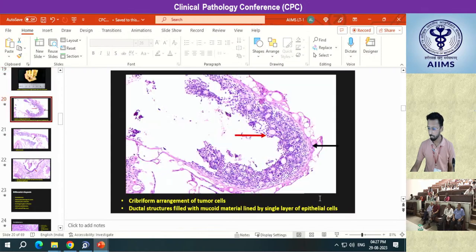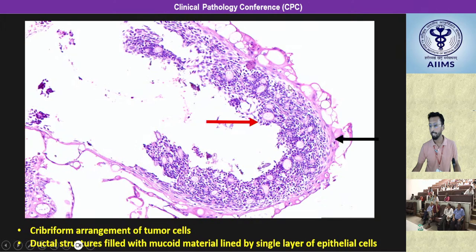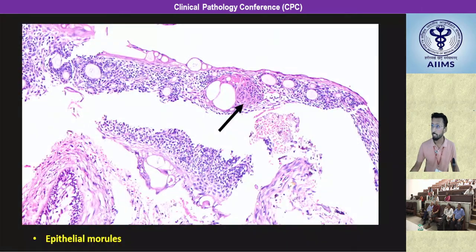Just to summarize, these are the histopathological images. We have seen this kind of cribriform arrangement of the tumor cells. They are ductal structures filled with mucoid material, surrounded by a capsule, and they also have a lumen-like structure. And these are the morules or nodules in which the odontogenic epithelium is arranged in a circular fashion with surrounding ductal-like spaces. Some ghost cell formation is also seen in these surrounding areas.